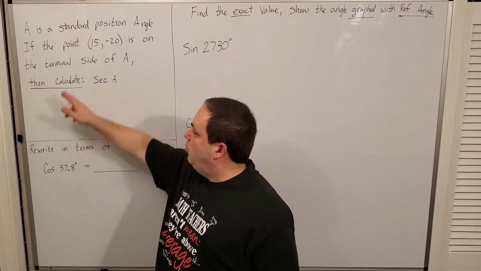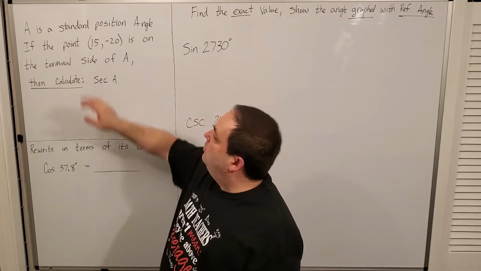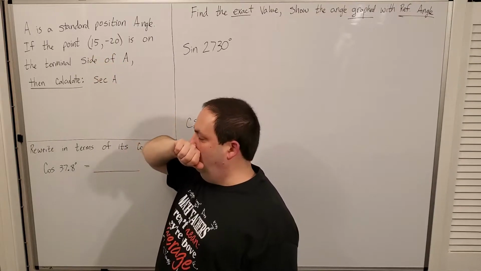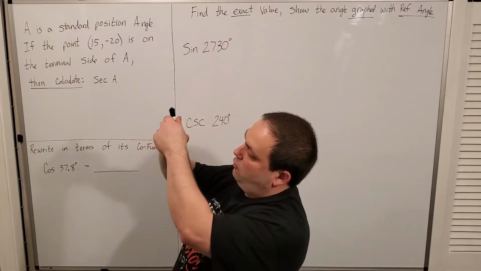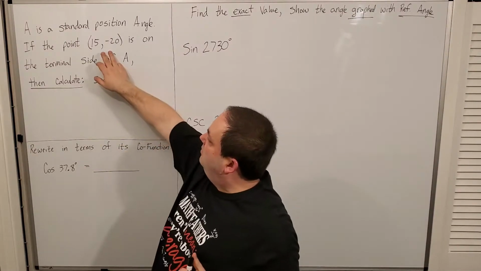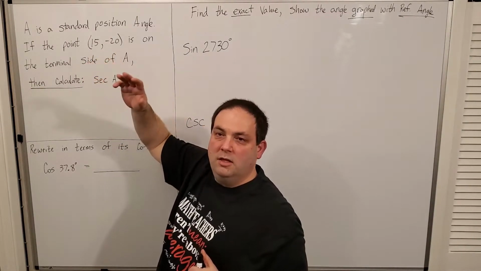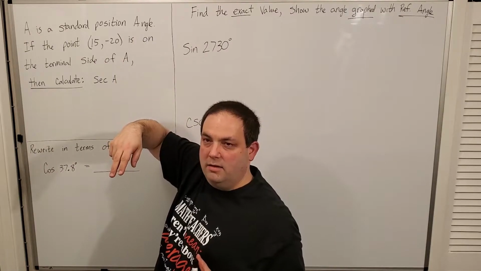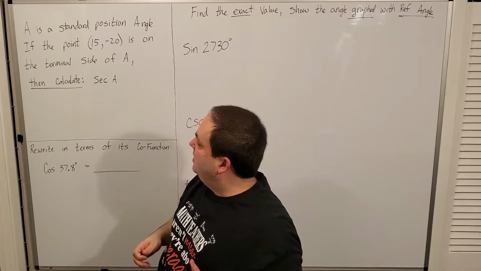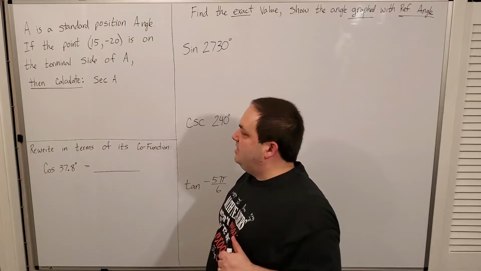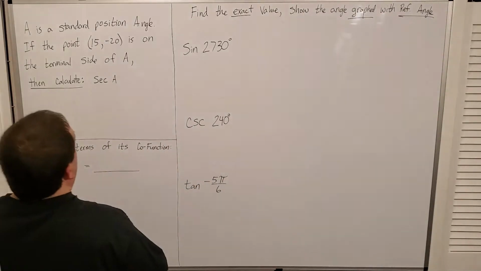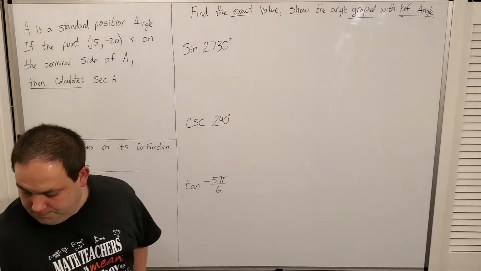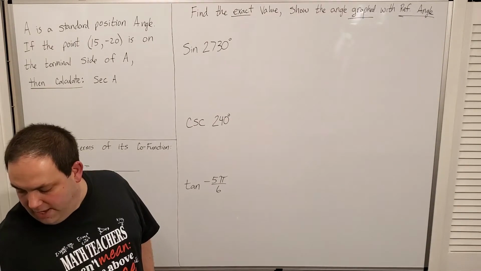And then they're telling you that a point is on the terminal side. There's another key term, right? The terminal side of the angle has this point on it. So you can imagine the side of the angle rotating around, and you have this point located where the side that's rotating stops. They want you to calculate the secant of angle A. Okay, so let's start by drawing it out. We're going to draw angle A here.